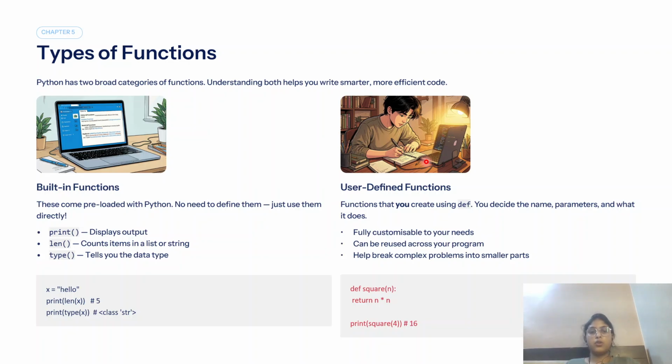For that, we first write def, then the name of the function, give the parameters if needed, then the logic, and the output would be produced according to the arguments. So think of your mobile phone. Built-in functions are like camera, calculator, clock. They already come with your phone. User-defined functions are the apps that you install. So if someone asks you what is the difference between built-in and user-defined functions, built-in functions are already available in Python, and user-defined functions are created by the programmer using def.